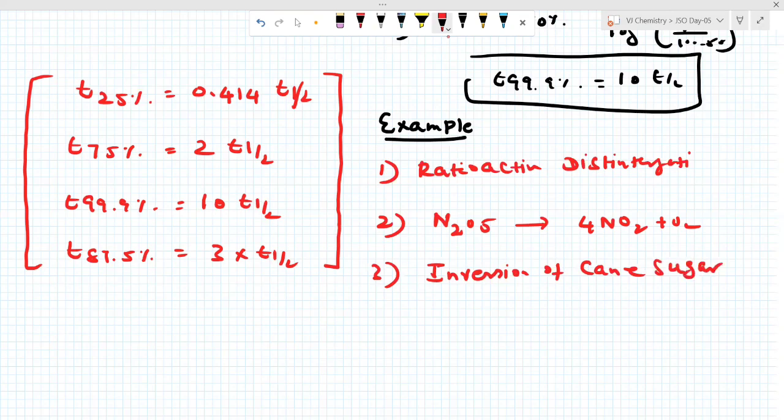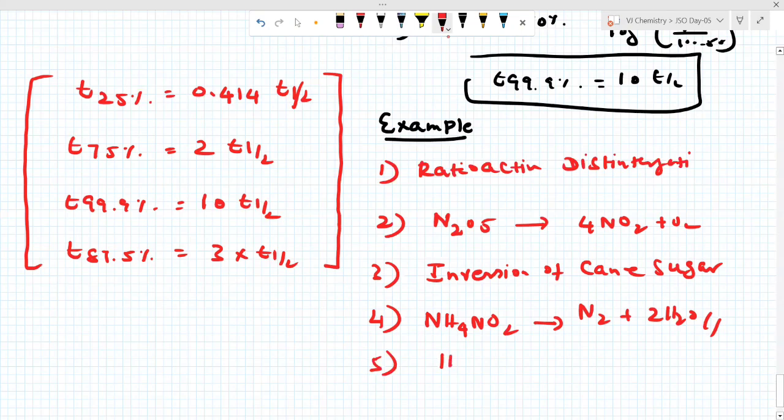Similarly, decomposition of ammonium nitrate, NH4NO2, gives N2 plus 2H2O. Another is decomposition of hydrogen peroxide, H2O2 gives H2O plus O2. These are first order kinetics. Okay, now I go with the second order reaction.